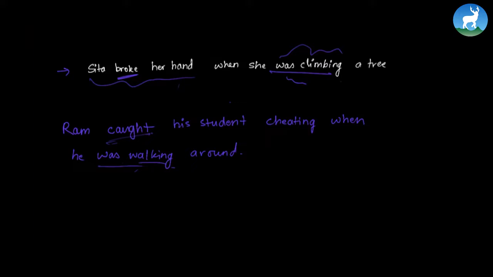That is why we have been using the past continuous tense. Continuous why? Because he was walking. There was a movement. He found out that the student was cheating while walking around. When did that happen? It happened in the past, 2 years ago. That's why we use was, because it's a past event and Ram caught his student while he was walking around.